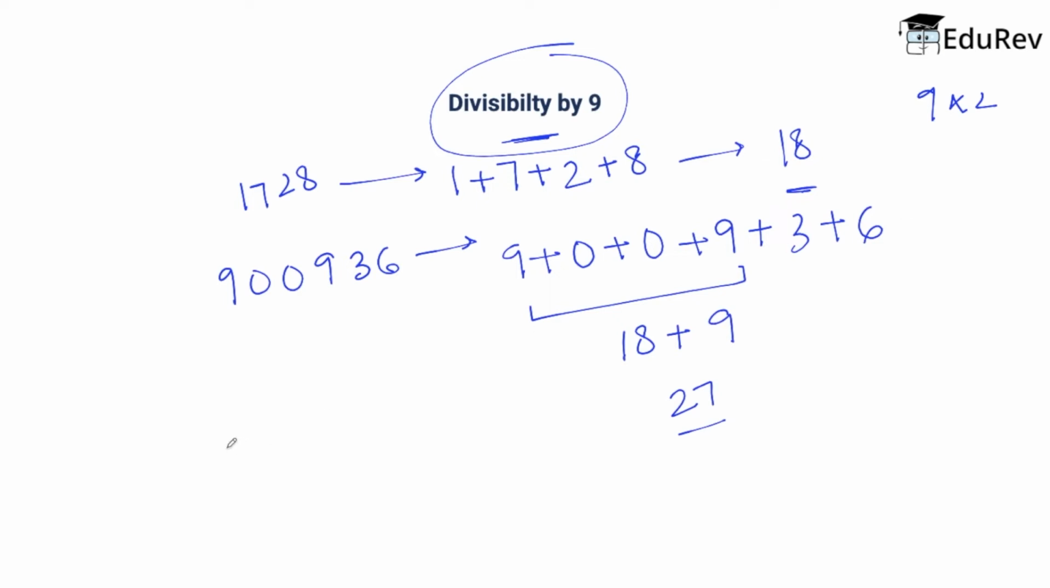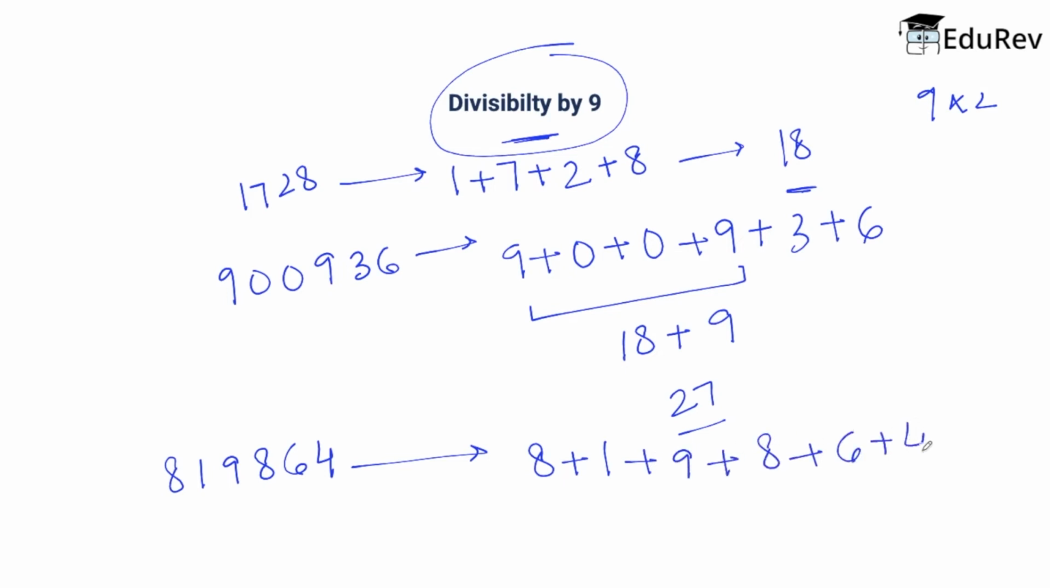Now let's see one more example. The next example is 819864. So when I do this, it will be 8 plus 1 plus 9 plus 8 plus 6 plus 4. So it will be 8 plus 8 plus 10 plus 10. So 8 plus 8 is 16. 16 plus 20 is going to be 36. And we all know that 36 is also divisible by 9.